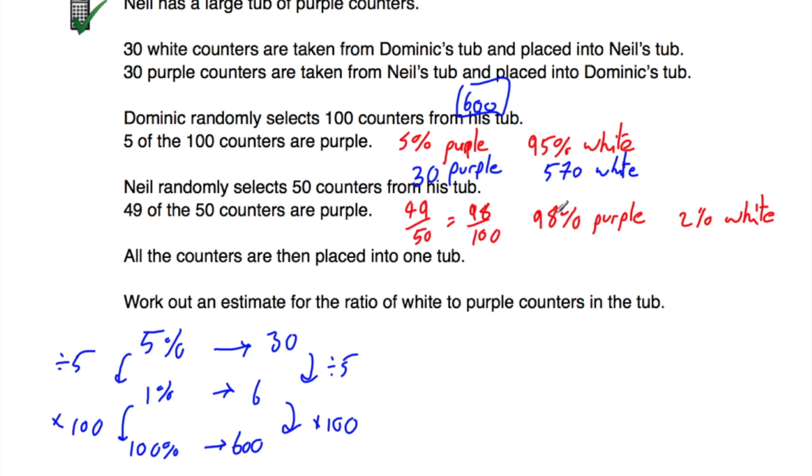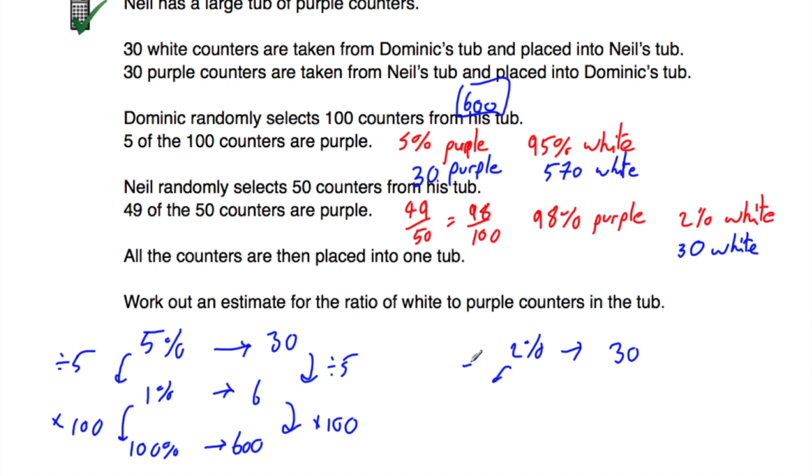Now let's consider Neil's tub. In Neil's tub, we know that he had 98% purple and 2% white. Now his tub was all purple counters to begin with. He took out 30 and then 30 white counters were put in. So this 2% white would be equal to 30 white counters. Now, if we know what 2% is, we can work out what 100% is.